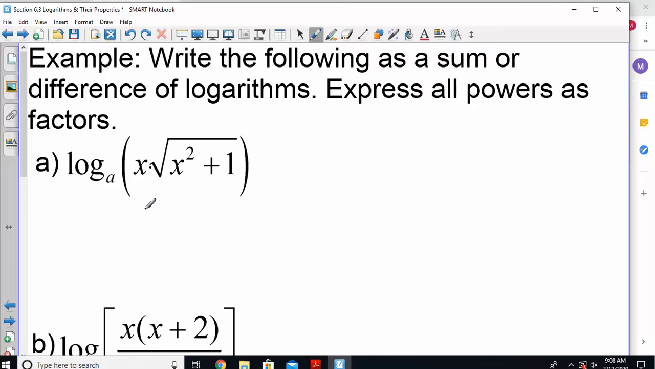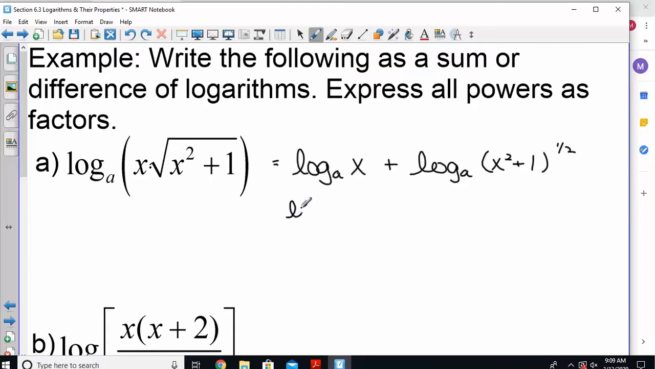My x is multiplied with this radical, so what do we do? Log base a of x plus log base a. I could say the square root of that, or I could write it to what power? Then what would we do? Would you break it? We don't have to do that. What's our property with the exponents? Yeah, they turn into a coefficient.